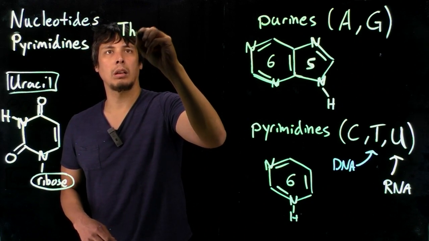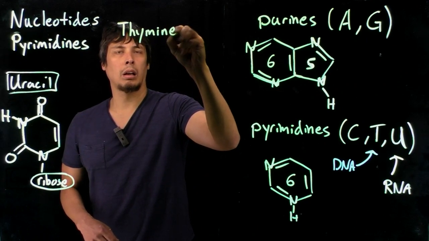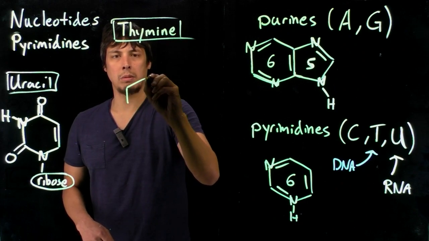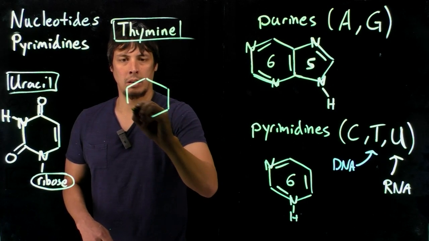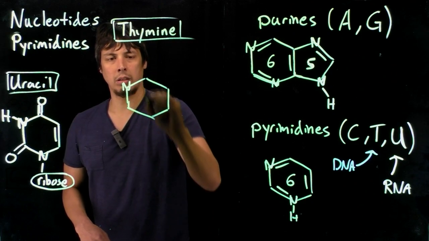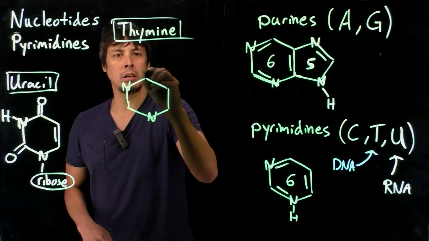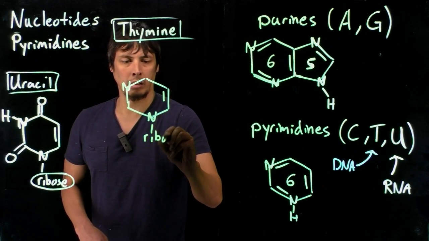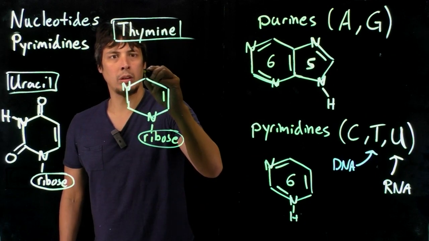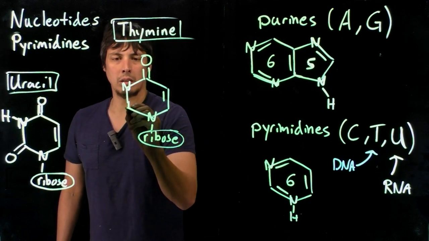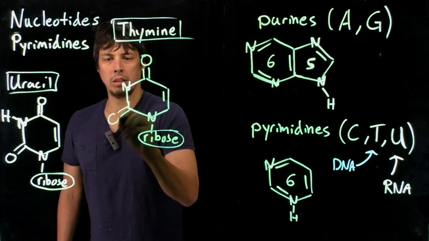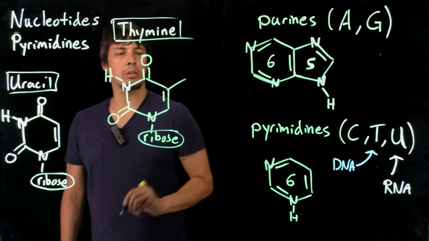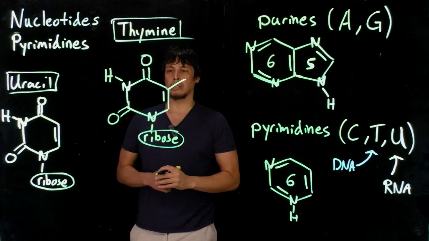So we're going to put thymine here. Okay, again, the six-membered ring, nitrogen here, another nitrogen, 2 carbons away. All right, this goes to the ribose. All right, carbonyl looks almost identical to uracil, except there's a methyl group in this position. Okay, that's the only difference.